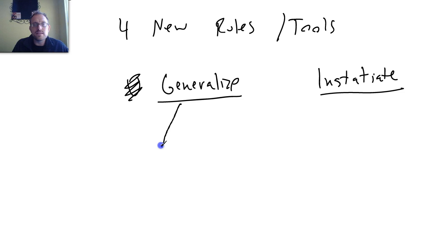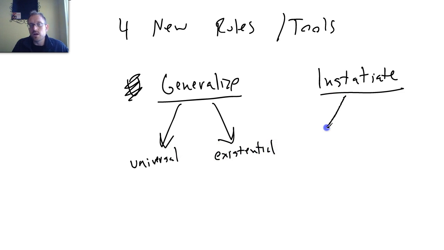Okay, now that means that we're going to actually look at the first rule, well, not in this order, but the 4 rules are going to look like this. You can have a universal generalization or an existential generalization, as well as a universal instantiation or an existential instantiation.